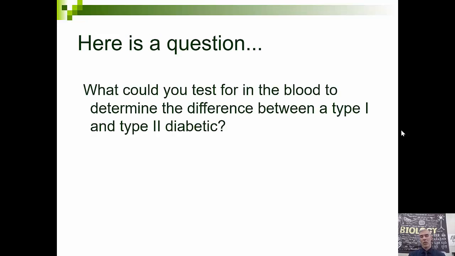What could you test for in the blood to determine the difference between type 1 and type 2 diabetes? Think about that for a second. Okay, what I would do is I would test for two things. One, blood sugar levels. They'd be elevated in both after you eat, and they wouldn't go down. But in a type 2 diabetic, there will be insulin. In fact, sometimes too much insulin present. In a type 1 diabetic, there's going to be absolutely no insulin present in those individuals.